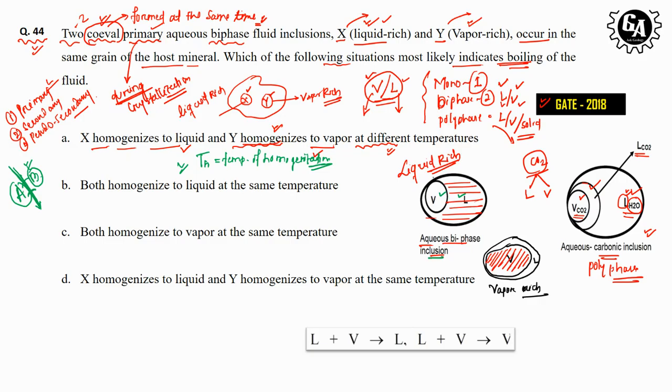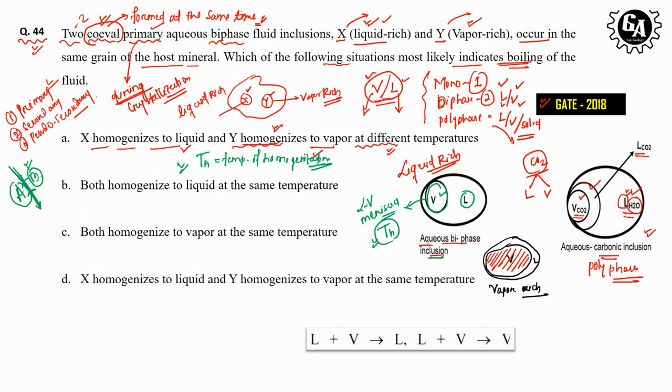If I consider this vapor and liquid, they are biphase inclusions. If I want to find the temperature of homogenization, you can see this is the boundary between the liquid phase and the vapor phase. This is called the liquid-vapor meniscus. When this meniscus vanishes, that temperature is called the temperature of homogenization for these vapor and liquid phases.